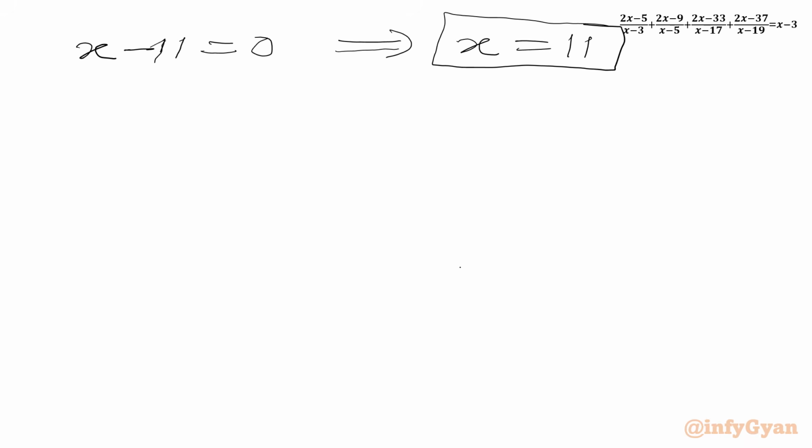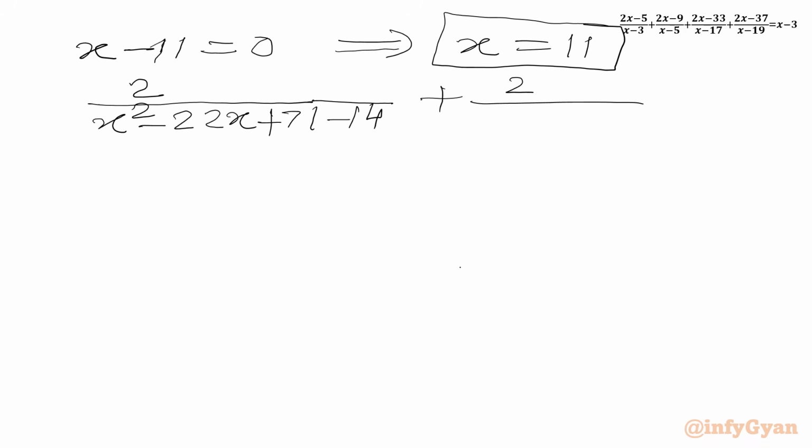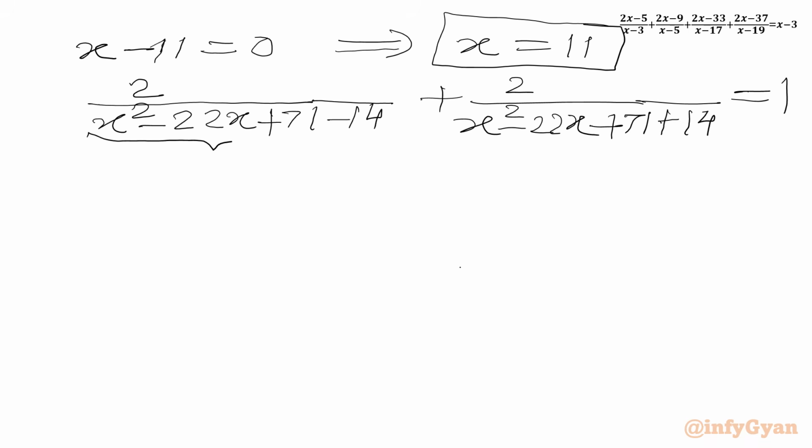Now we'll write the second equation: 2 over x square minus 22x plus 57, which we can write as x square minus 22x plus 71 minus 14, plus 2 over x square minus 22x plus 85, which is 71 plus 14, equal to 1.